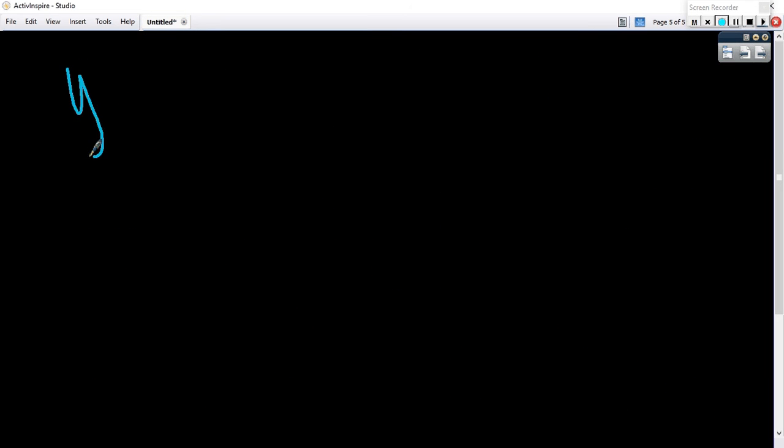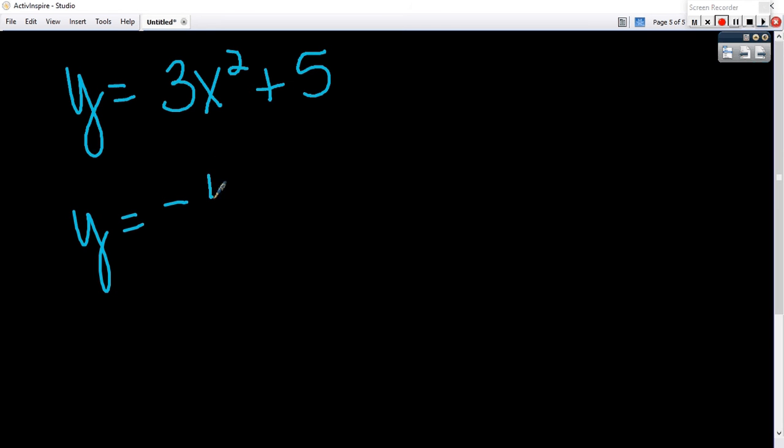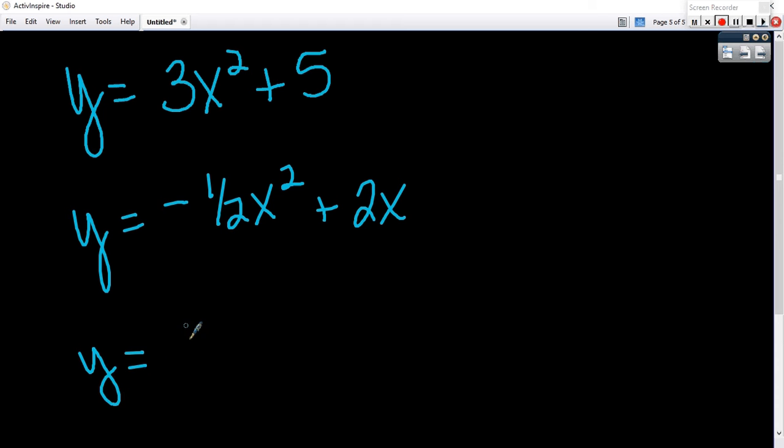Let's do 3x squared plus 5, negative 1/2 x squared, 2x, and let's do these three. I'll give you a second to copy them.